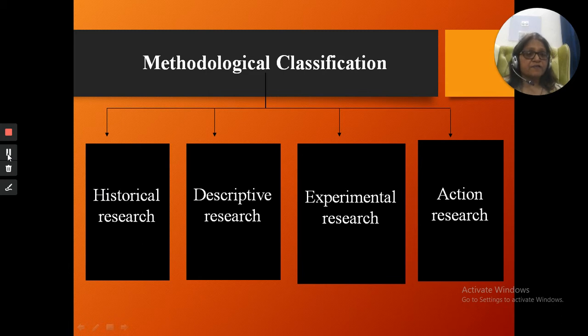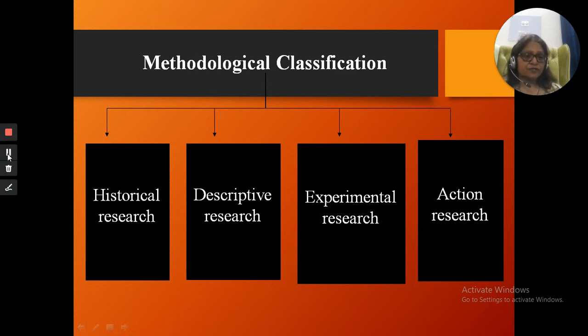Experimental research: when we try to manipulate the variables, and we try to control the intervening variables, then it is experimental research. The experimental method is followed in experimental research. And in experimental research, control is important. It is very pertinent to experimental research.